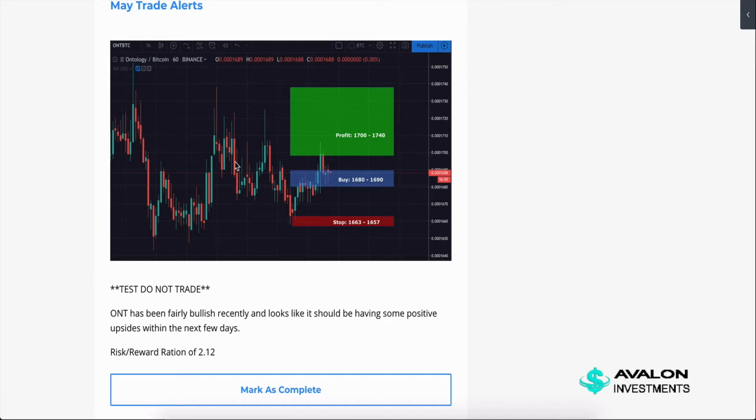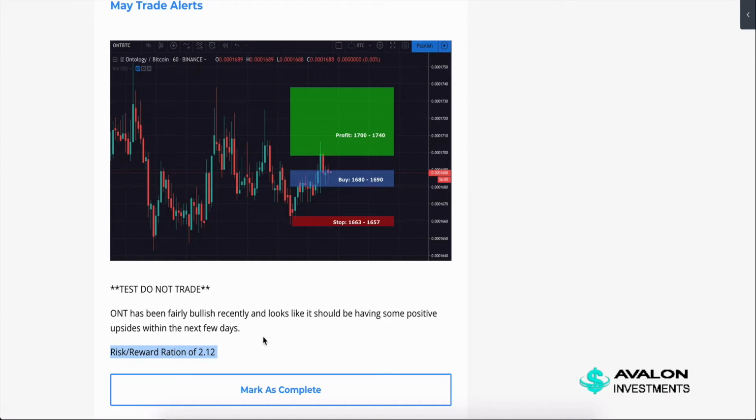So here we can see we've got a screenshot of TradingView, and we've got three different zones. We've got the buy zone where you would purchase. We've got the profit zone where you would take profit, and we've got the stop zone here, which would be the stop loss. Here I usually put a little bit of information about the trade, why it could be a potentially good trade, and then I had a risk reward ratio at the end as well.